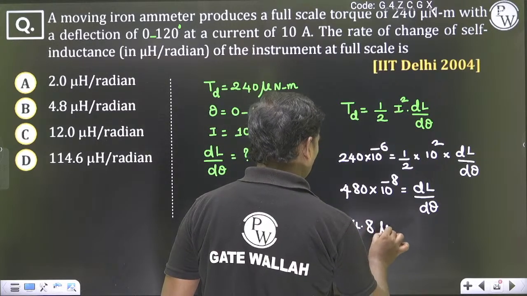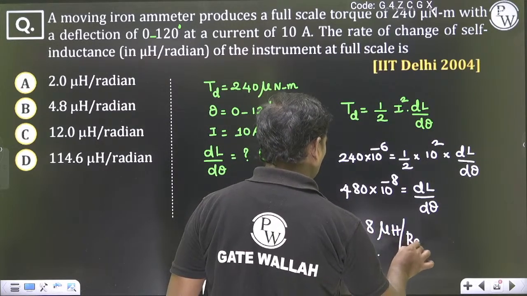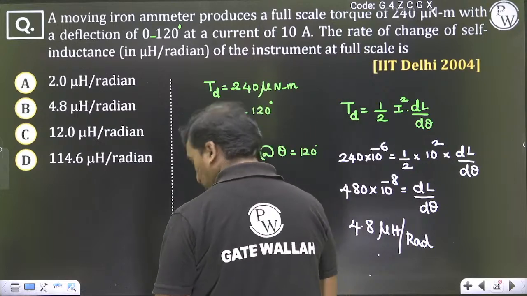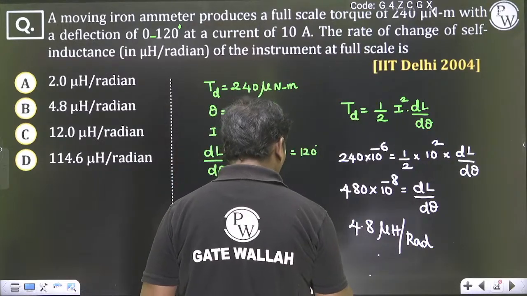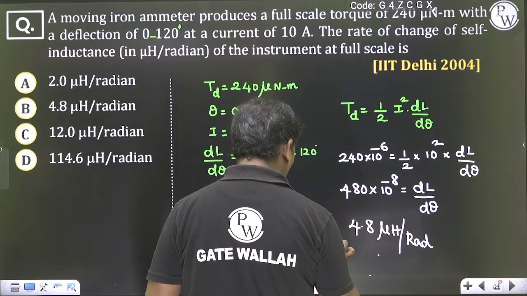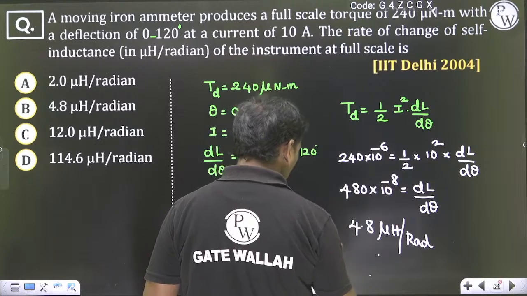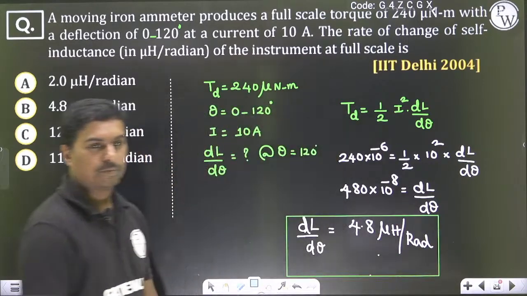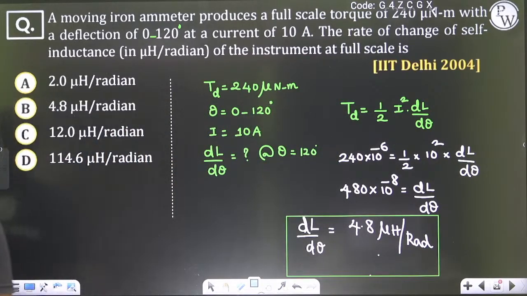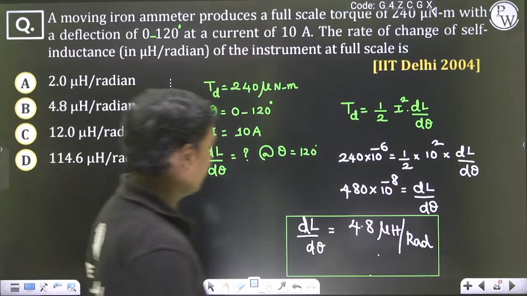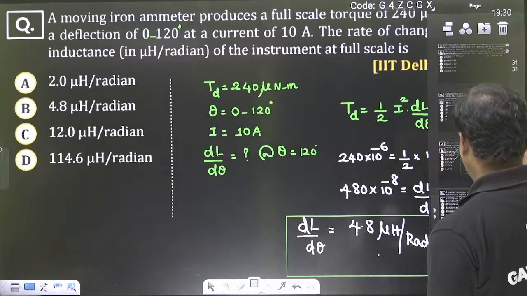So the answer is 4.8 into 10 power minus 6 microhenry per radian, dL by d theta. Very good questions, quality questions. Next.